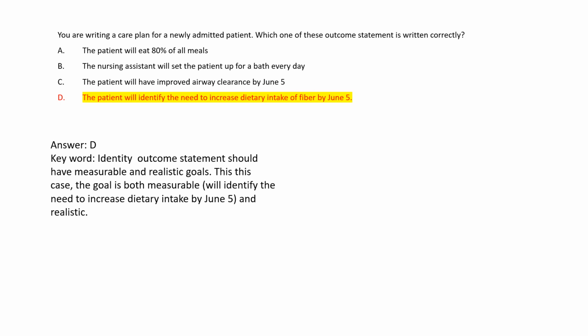Answer. D. The patient will identify the need to increase dietary intake of fiber by June 5th. Keyword: identify. An outcome statement should have measurable and realistic goals. In this case, the goal is both measurable, will identify the need to increase dietary intake by June 5th, and realistic.